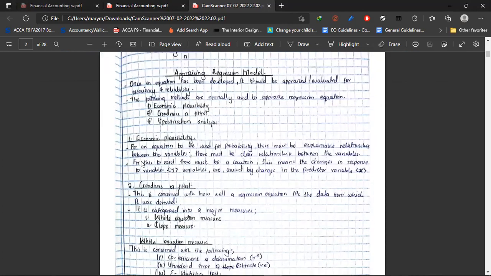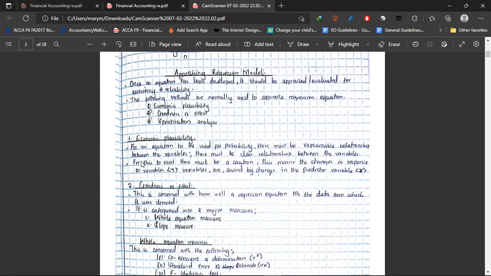I just want to look at the equations that we are going to be coming up with. How do we normally appraise those equations? Once an equation has been formed, it should be appraised or evaluated for efficiency and reliability. The following methods are basically used: economic plausibility, goodness of fit test, and then specification. The first 2 are the ones which are normally tested.